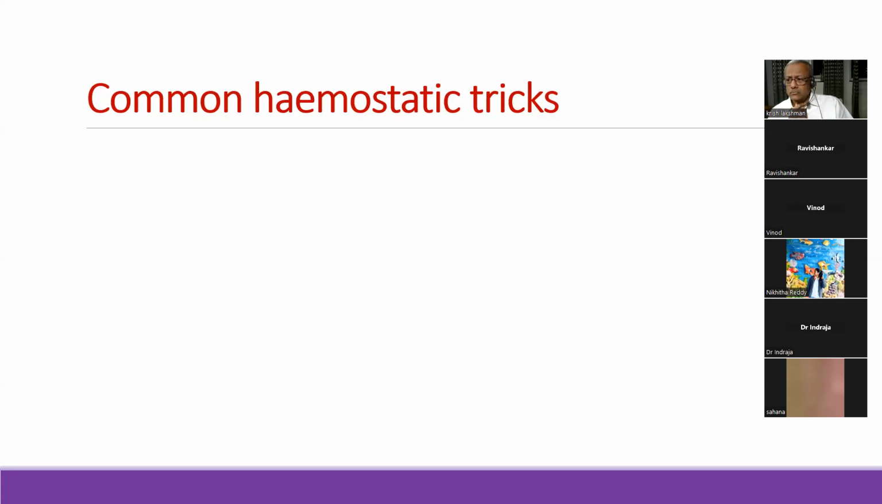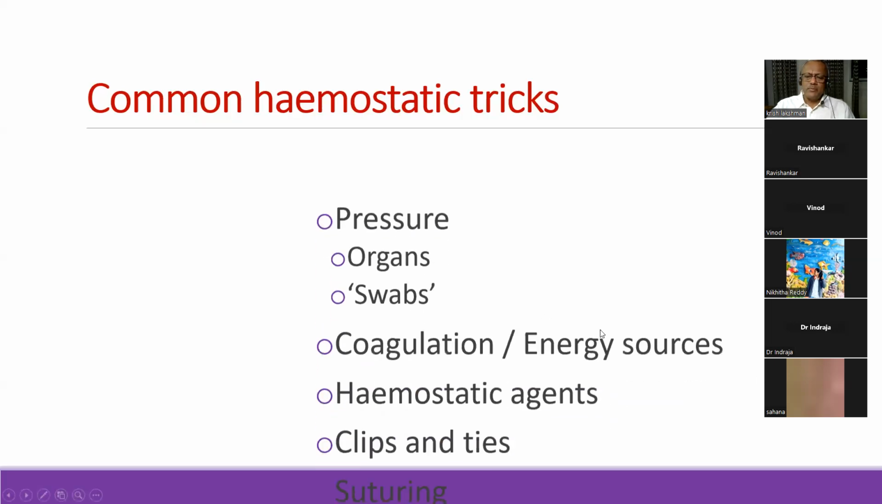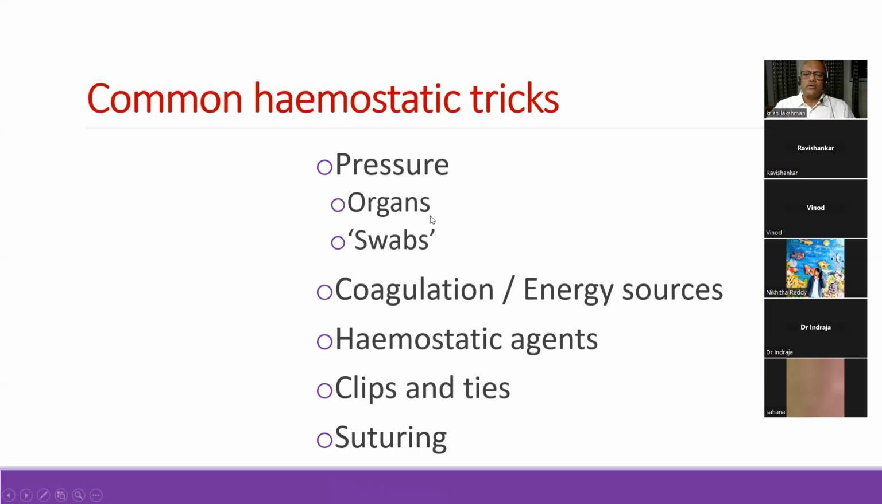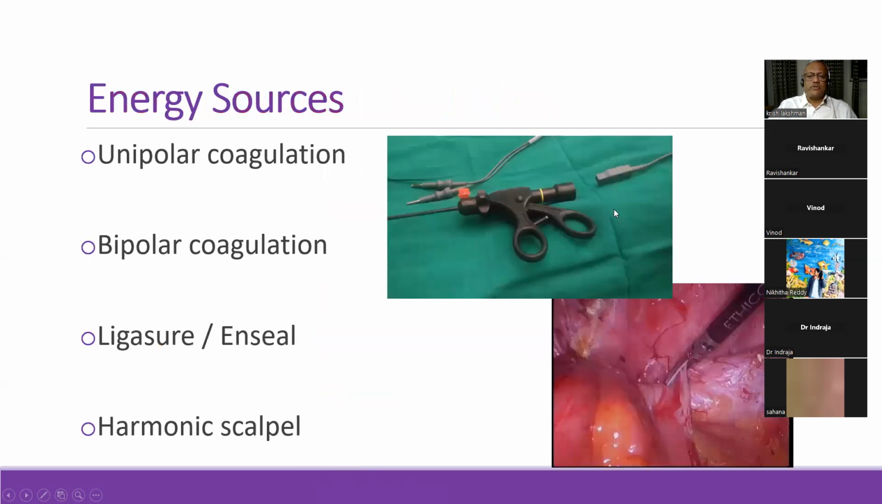We can use gel foams. Yes, you can use that. Clips and staplers, depending on where you are. So you can use swabs, you can use organs, coagulation, energy sources, hemostatic agents. You mentioned gel foam, which is right. You can have clips. If you can actually identify and hold the bleeding vessel, you can even try and tie it. You can suture it, and in certain instances, you can even put a stapler across. It depends on where the bleeding is. So these are the tricks that are available for getting hemostasis.